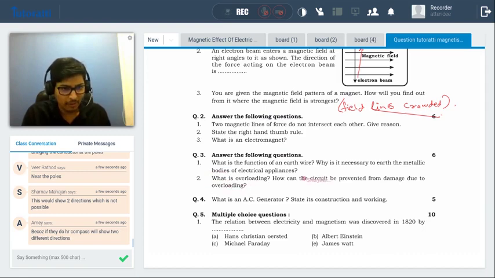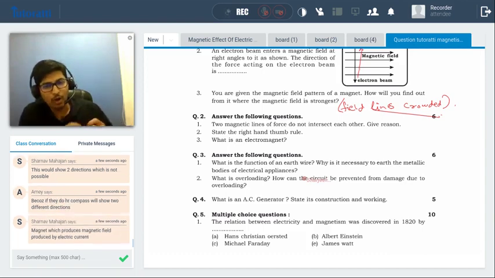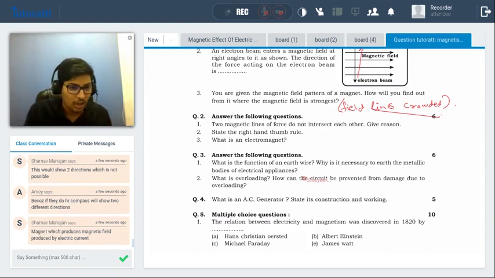Acha, you all don't know what is an electromagnet. An electromagnet basically is a conductor which behaves like a magnet whenever electric current flows through it. जब भी current flow होगा, it becomes magnetized.